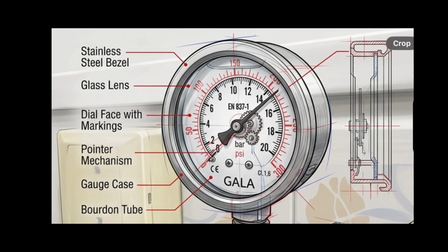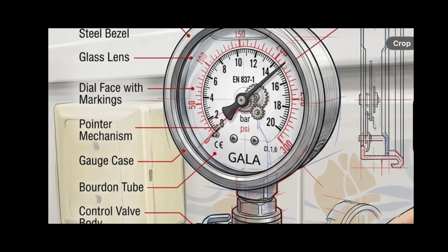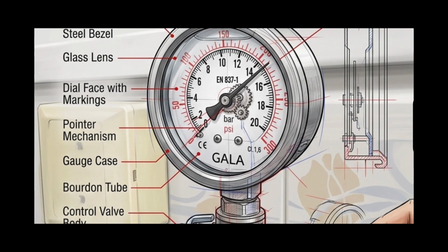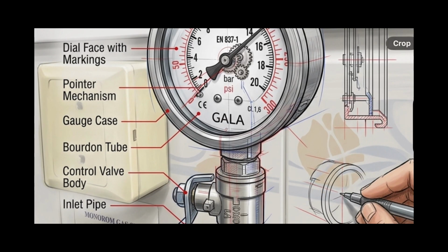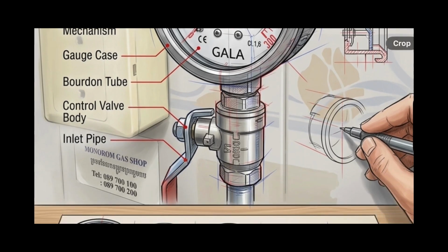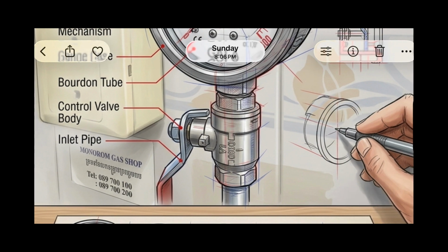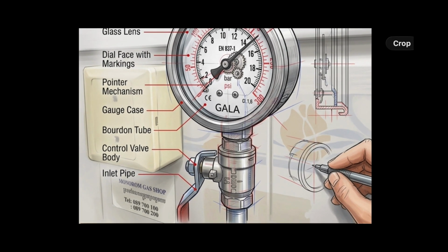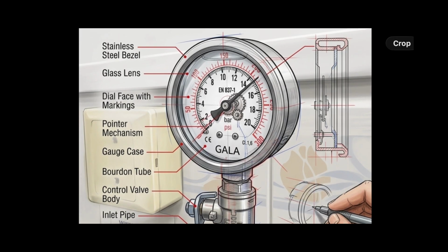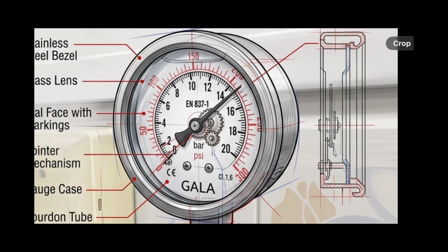It has a stainless steel panel, glass lens, digital marker, pointers, gauge case. This is the overall view, and normally it is installed with the inlet pipe and control valve here to control the pressure of our pressure gauge. So here are all the components of our pressure gauge.